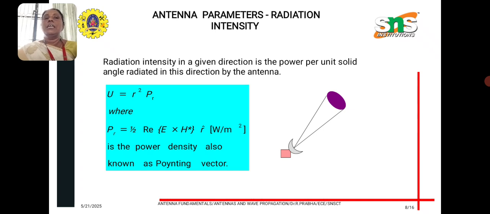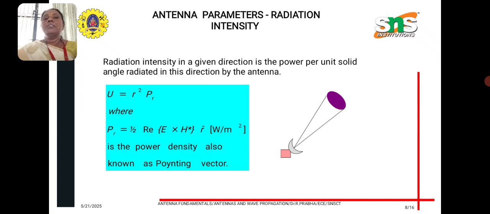Next comes the antenna parameters. In this section we are going to discuss the different fundamental parameters which measure the efficiency of the antenna. One is the radiation intensity. The radiation intensity is a very important property of an antenna which gives the power per unit solid angle radiated in this direction by the antenna, and it is given by the letter U, and it is equal to r square PR.